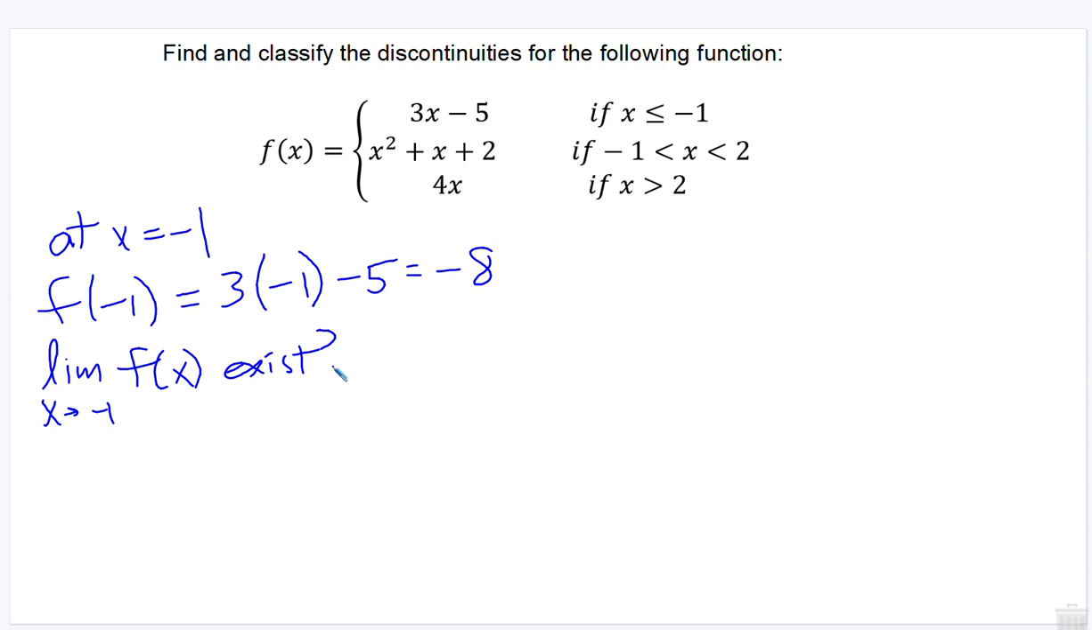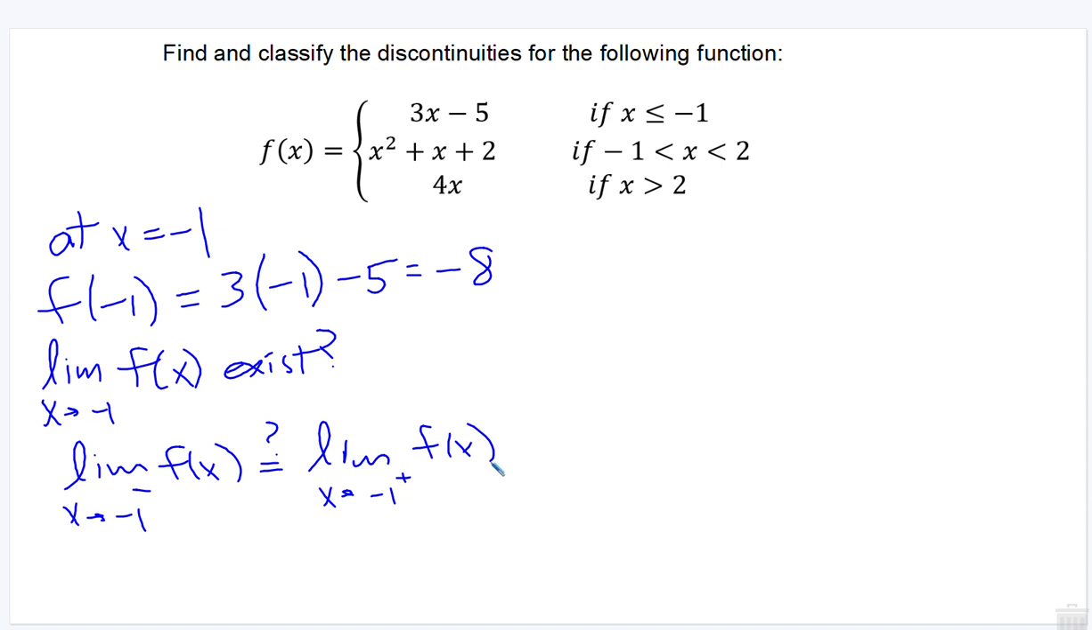And in order to do that, since we have two different pieces of the function that define what's going on from the left and the right at negative 1, we'll have to do a limit as x approaches negative 1 from the left of f of x and a limit as x approaches negative 1 from the right of f of x. Now from the left, we just did that. The left of negative 1 is less than negative 1. So that's the 3x minus 5 part. That's just negative 8 over here.